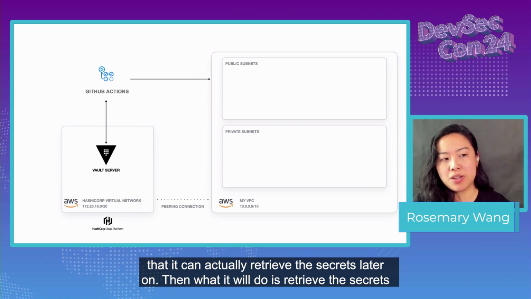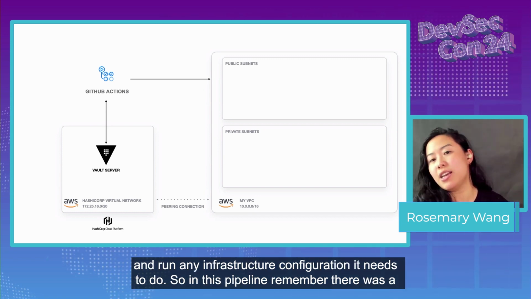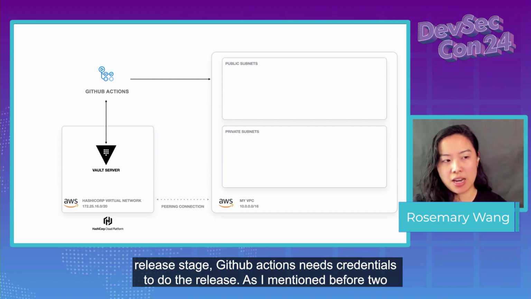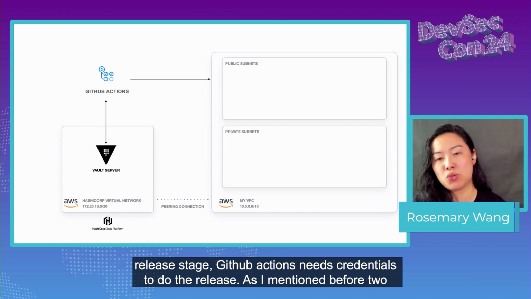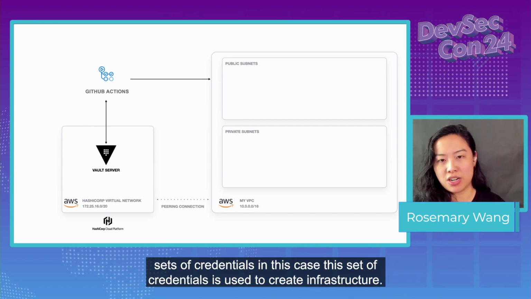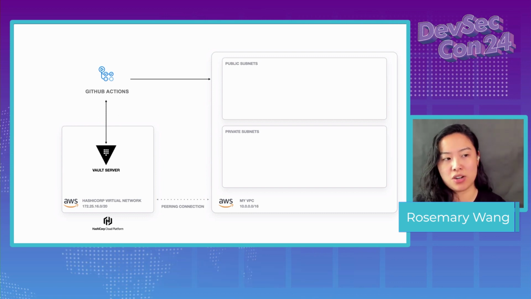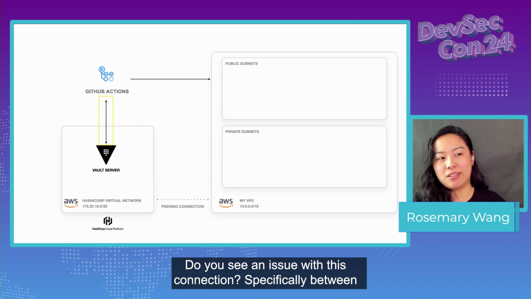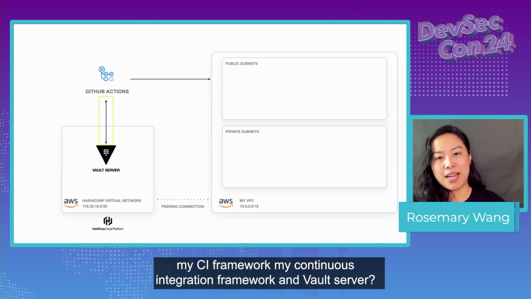Then what it will do is retrieve the secrets and run any infrastructure configuration it needs to do. So in this pipeline, remember there was a release stage. GitHub Actions needs credentials to do the release. As I mentioned before, 2 sets of credentials. In this case, this set of credentials is used to create infrastructure. Do you see an issue with this connection, specifically between my CI framework, my continuous integration framework, and Vault server?